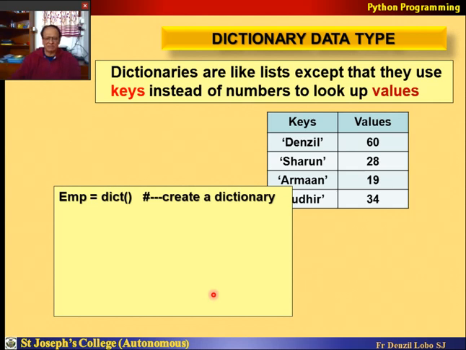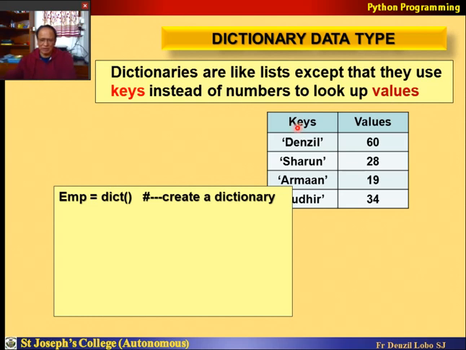Now, first question, what is a dictionary? Dictionaries are lists except that they use keys instead of numbers to look up values. We have done tuples and lists, and there the index starts from 0 to the nth number, and we access the data from these indexes. But with dictionaries, you have keys and values. So if you know the key, you can get the values. Let us see what it is.